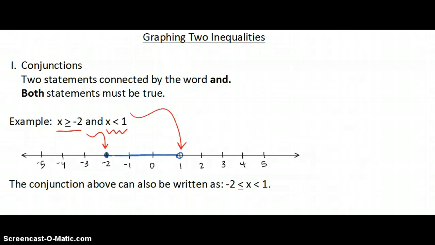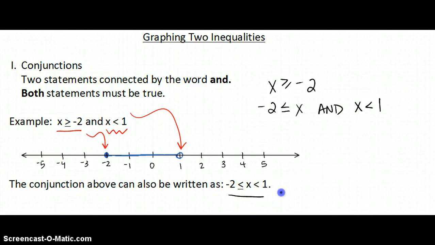Most conjunctions we could put together and write as one larger inequality. So if I took x is greater than or equal to -2 and I turned it around, I would get -2 is less than or equal to x. And I still have my second one, which is x is less than 1. So if you push them together until the x's overlap, you get one big compound inequality that says -2 is less than or equal to x, which is less than 1.